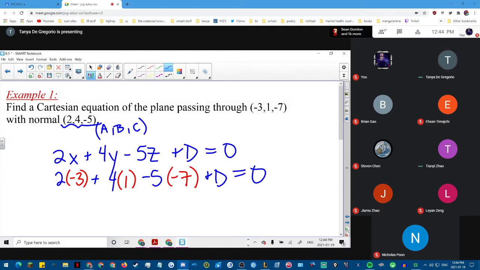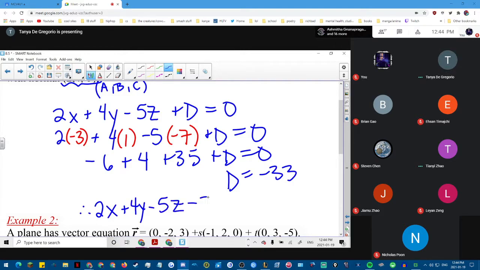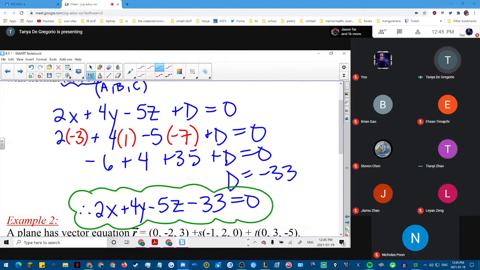And so I have -6 plus 4 plus 35 plus D equals 0. And what does D equal? -33. Good. And so therefore I know that the Cartesian equation is 2x plus 4y minus 5z minus 33 equals 0. So really no different than what we did for a line, except for now we have the extra variable D, which is our constant, rather than C being our constant. Okay?